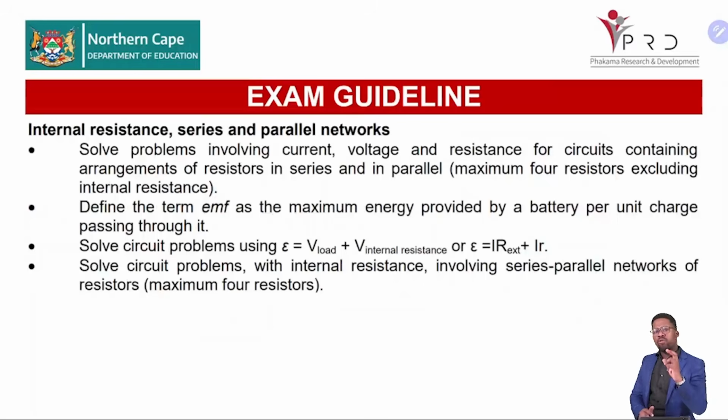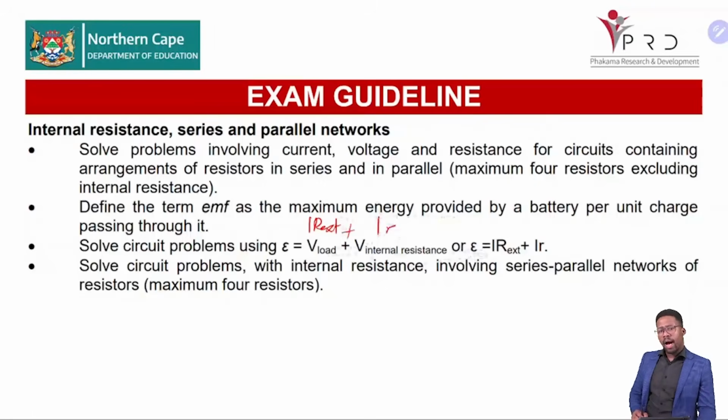So the exam guideline of 2021 is saying EMF is the maximum. It does not say it is the total. It is the maximum energy provided by a battery per unit charge passing through it. So that is the EMF. If the watch at home is no longer functional and you go to the store to buy a new battery to replace the old one, you'll find that the battery is written 1,5 volts. That 1,5 volts is the EMF. It is the maximum energy that battery can supply.